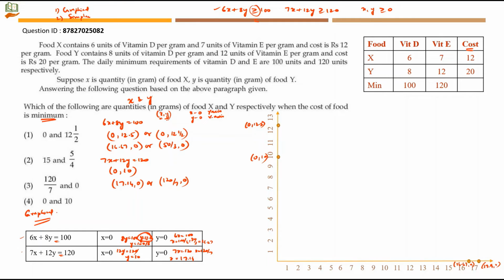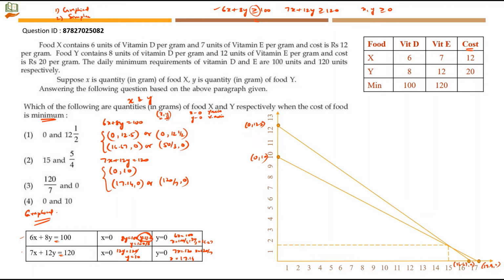We have to draw a line for these 2 points, 0, 12.5 and 16.67, 0, just connecting here. And now we have to draw a line for these 2 points, 0, 10 connecting to 17.14, 0. Now we have an intersection between these 2 lines. Let's see what it is.